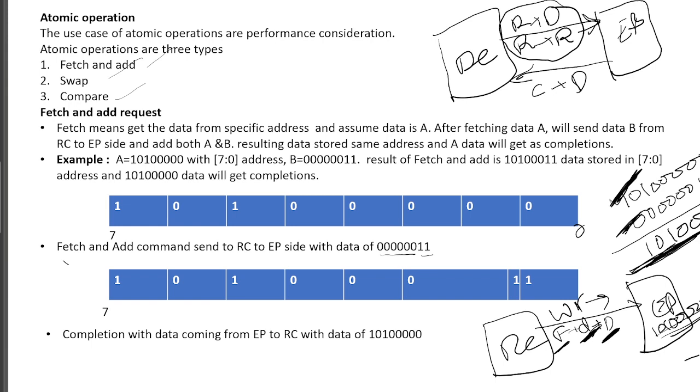This resulting data will be stored and updated on the EP side only, at the same address. The previous data, 10150, is coming from the EP to the RC side as a completion with data. This is what we call the fetch and add command. By using this, you can write the data from RC to EP side, and at the same time read data from the EP to the RC side. So reading and writing both happen at the same time. This we call atomic operations.